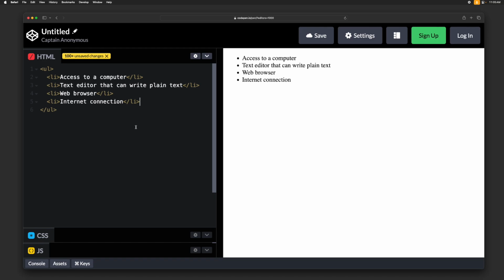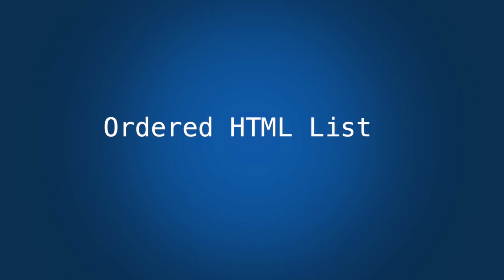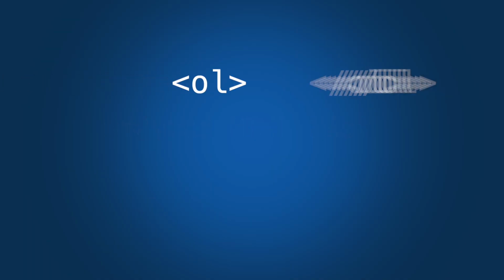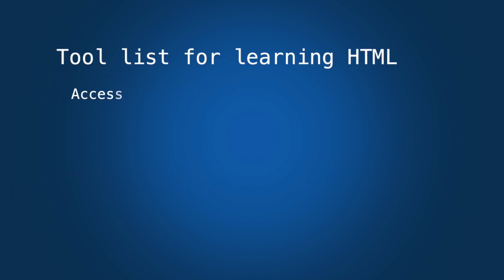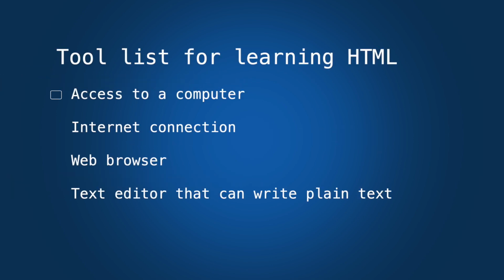Now, let's look at the ordered list. With an ordered list, order matters and you have to start from the beginning. Let's take the same example of things we need to start learning HTML and put them in order. Number one will be access to a computer, then internet connection, web browser, and text editor that can write plain text.